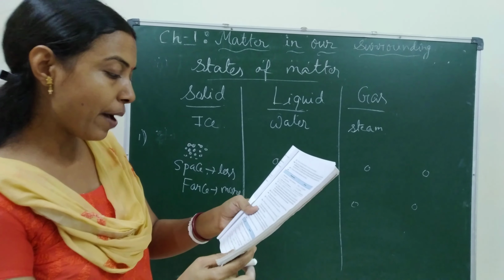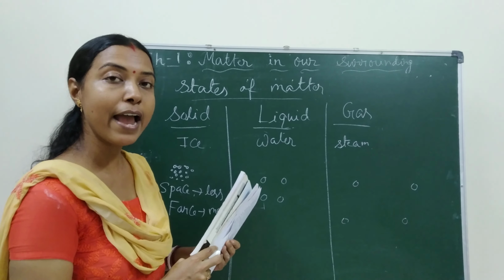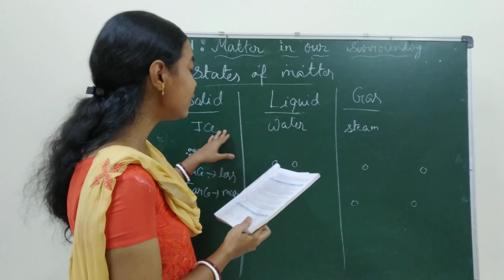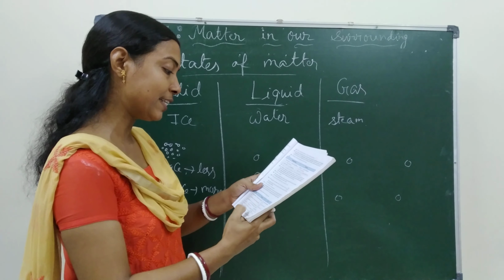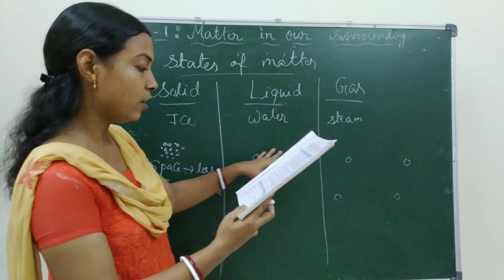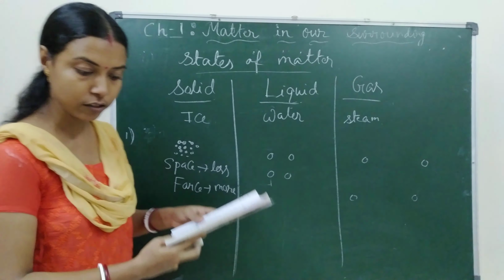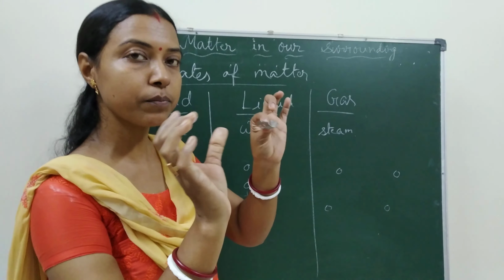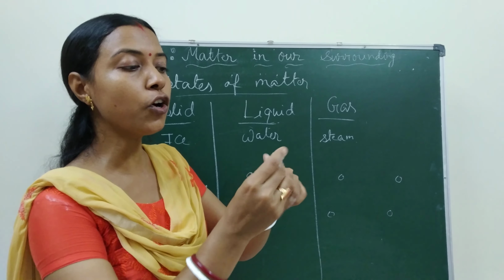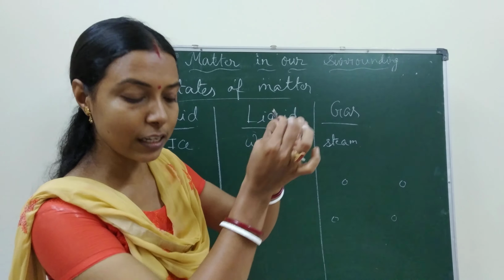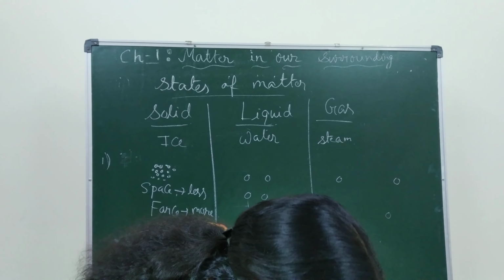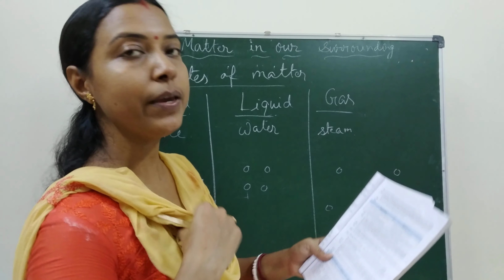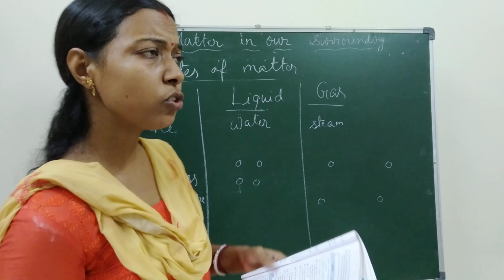Now next point: high density. Density is mass per unit volume. Solid has high density, liquid has low density, and gas has very low density. Solid cannot be compressed, just like this spoon. It is made of steel, so it is solid. If you want to compress it, it is not compressed. Liquid can be compressed, and gases can be highly compressed. So these are the properties.